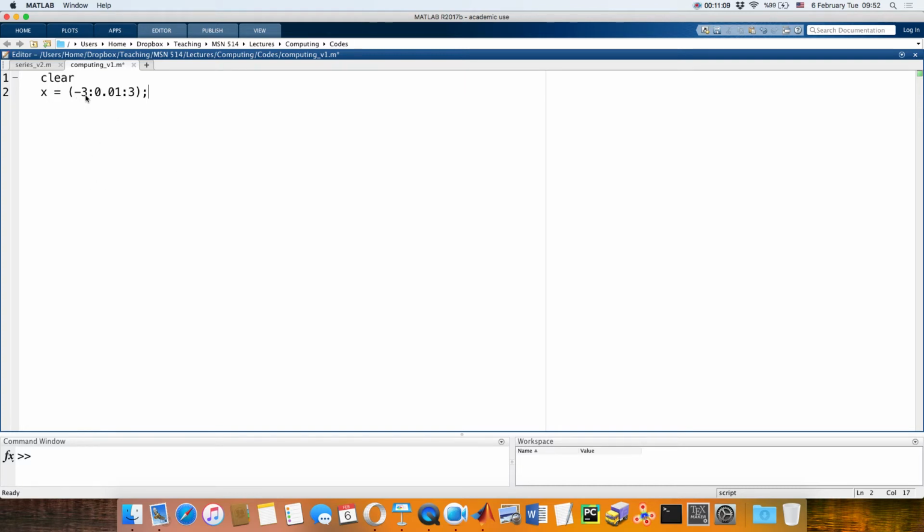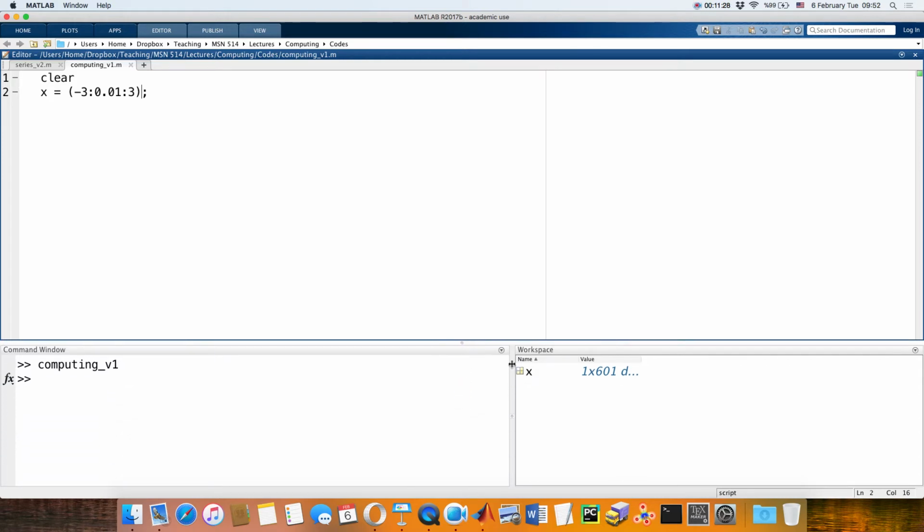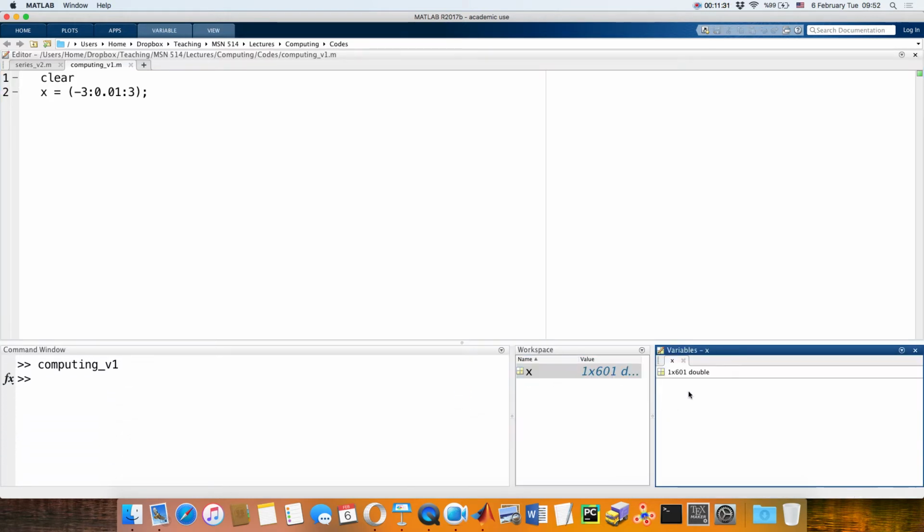First of all, do you understand what this means? It means that I will go from -3 to 3 with these steps. Okay, let's run it, and you will see that x has 600 points. Let's start with -3, then the next one is -2.99, then -2.98, etc. Right?